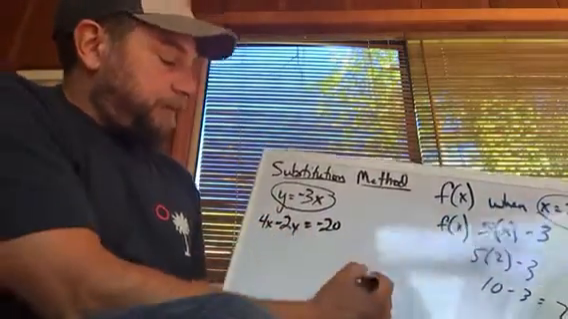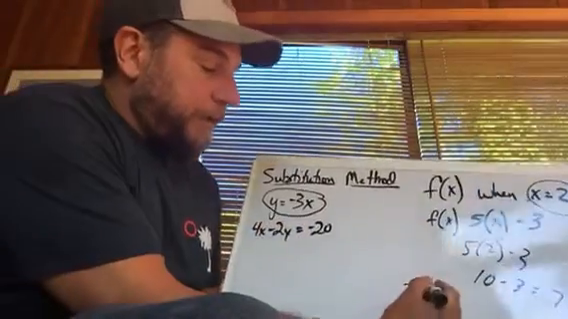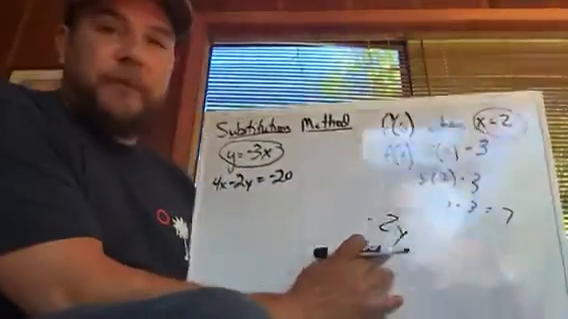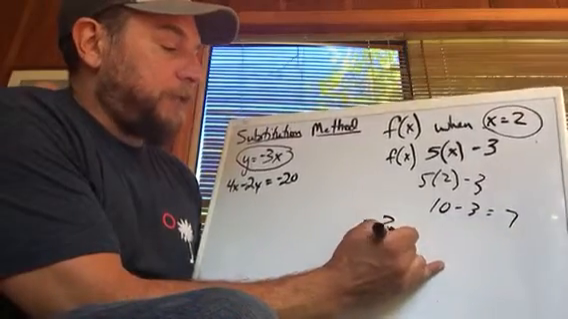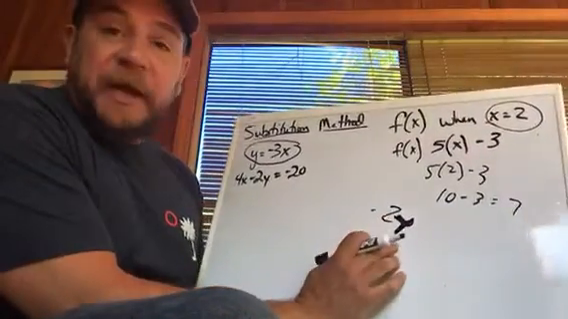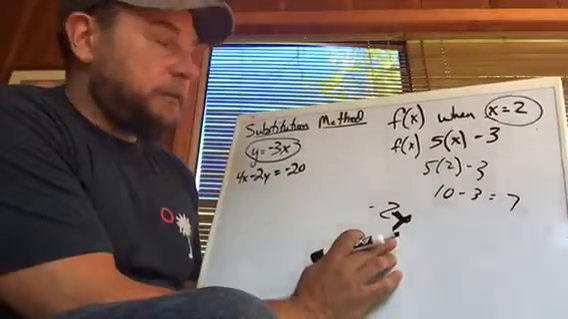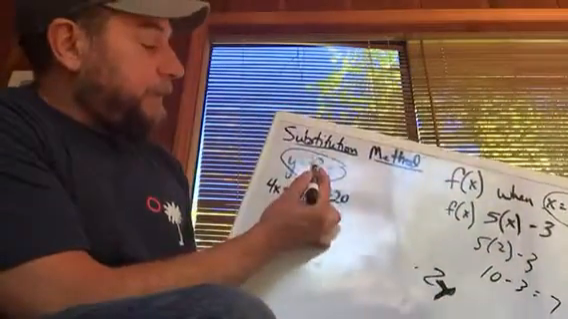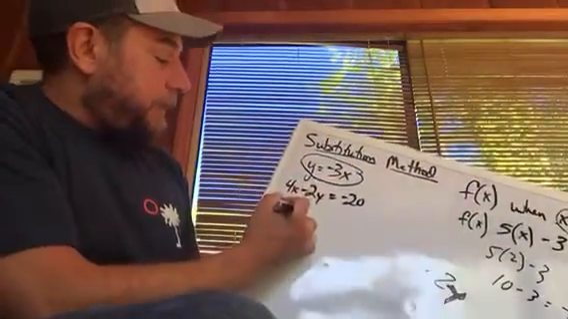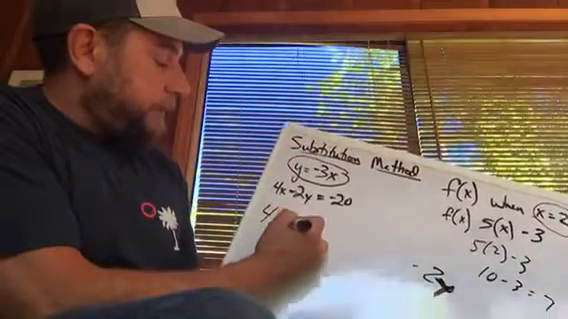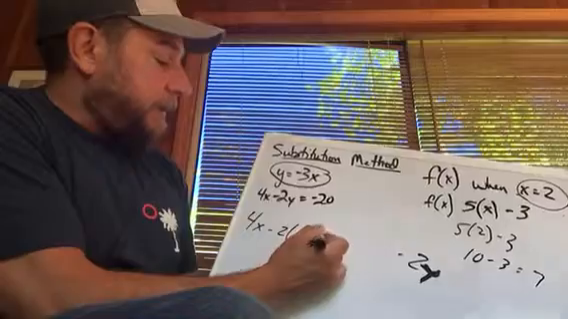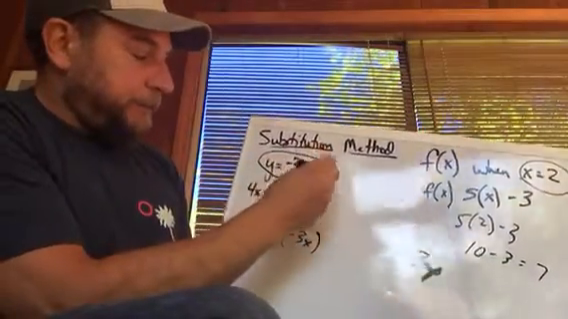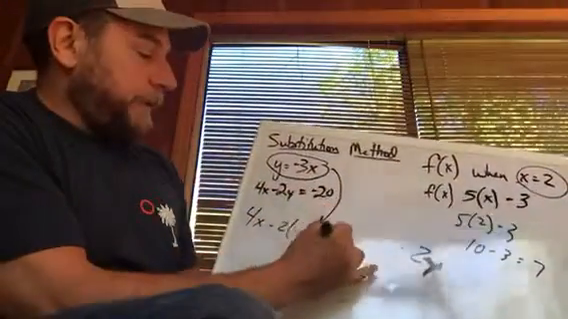So we have negative 2y here. What is negative 2y? What does that mean? Negative 2y means negative 2 times y, right? So I can replace this y with negative 3x. So this would become 4x minus 2 times negative 3x, right there, just plugging that in, equals negative 20.